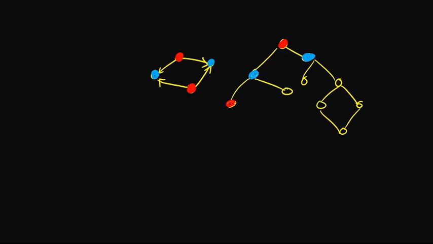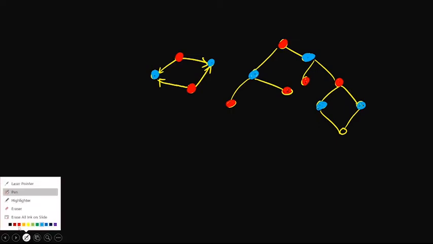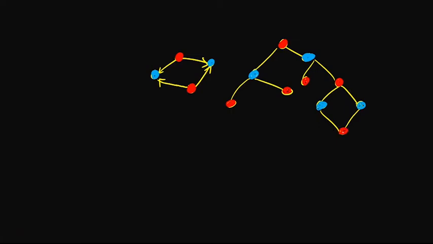So a red up here, a red up here. Here we'll be having a red. Here we'll be having a red. Then here we'll be having two blues. Here we'll be having two blues. And then finally here we'll be having a red. Here we'll be having a red. So this is how a bipartite graph looks like.